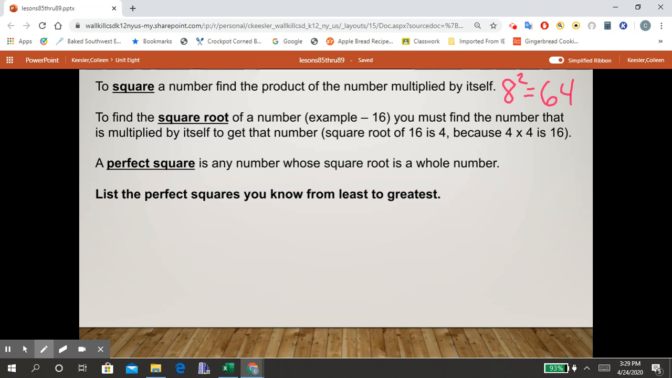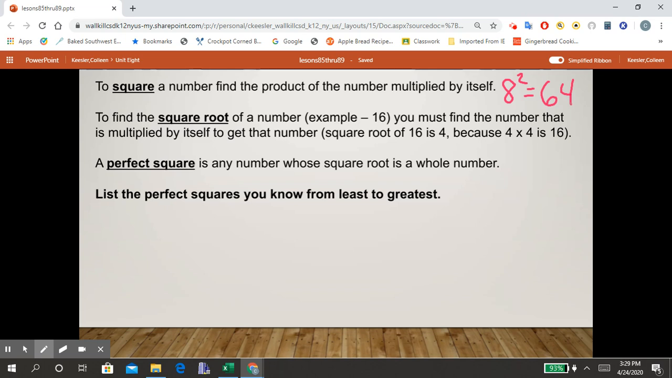A perfect square is any number whose square root is a whole number. So, for example, the square root of 16 is 4, therefore 16 is a perfect square. The square root of 64 is 8, therefore 64 is a perfect square. So we're going to list all the perfect squares we know from least to greatest.